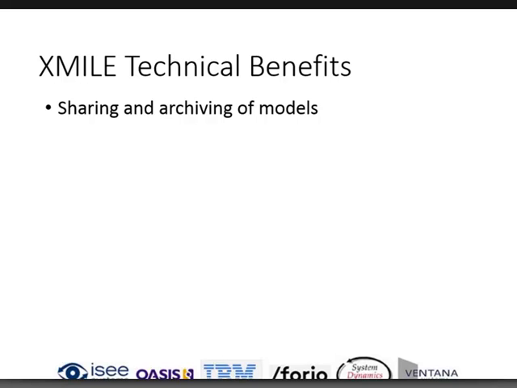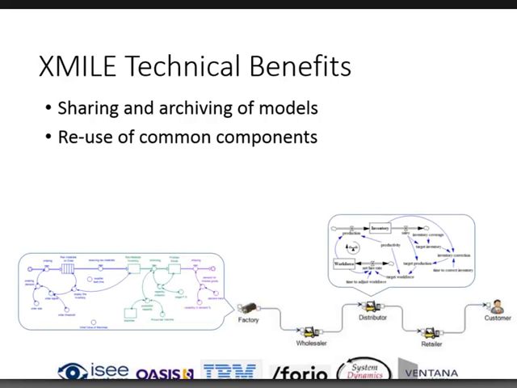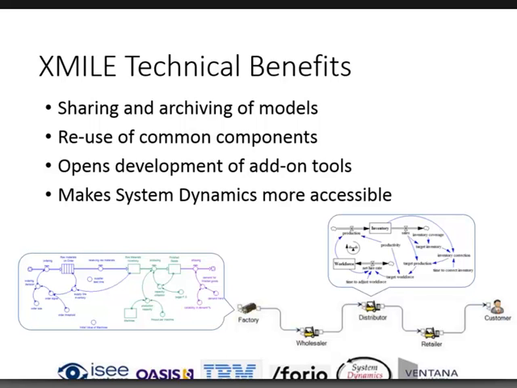We can also archive models so people can use them for learning and for teaching. It also allows us to reuse common components. For example, we can have several components put together into one larger model, and those components can come from people who use different vendors' products initially. It allows open development of add-on tools, for example, analytic-type tools such as optimization. It makes system dynamics more accessible to more people because it is easier for people to adopt when there's a standard. And it also integrates with big data and business applications, enterprise applications.